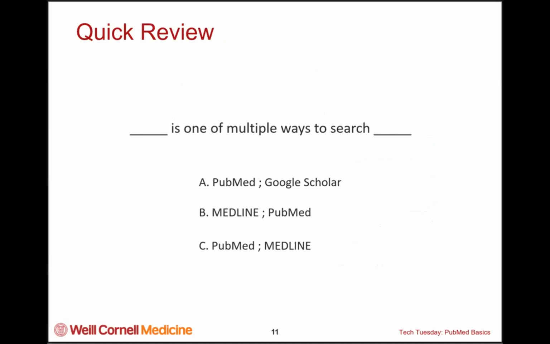Awesome. I'll give you guys a few more seconds. I'm loving that I'm seeing so much of the correct answer, guys. I'm going to share those results with you, but most of you are correct. PubMed is one of multiple ways to search Medline. The correct answer is C. You guys rocked it.